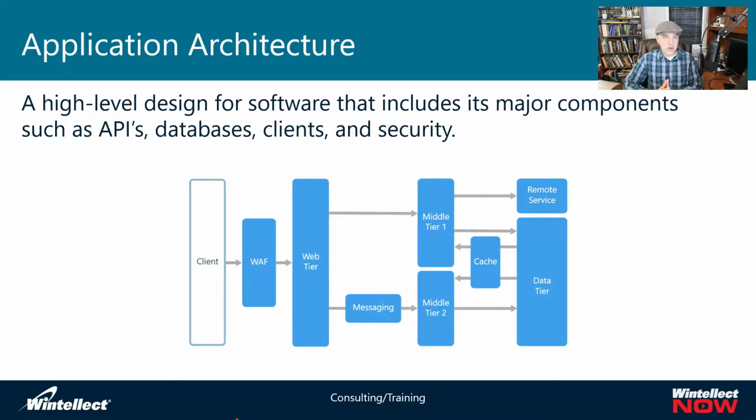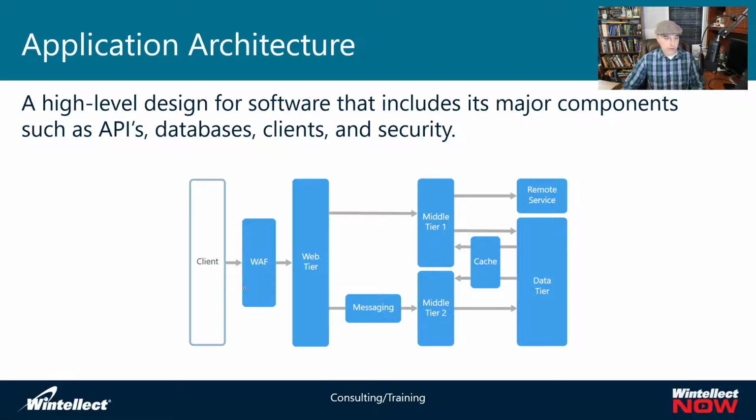Now, the first kind of architecture I'm going to mention here is application architecture. Application architecture is a high-level view of an application and its components. This isn't getting into the weeds about how the software is being built. This is actually talking more about the components of a given application that all work together to deliver an application and how it runs.